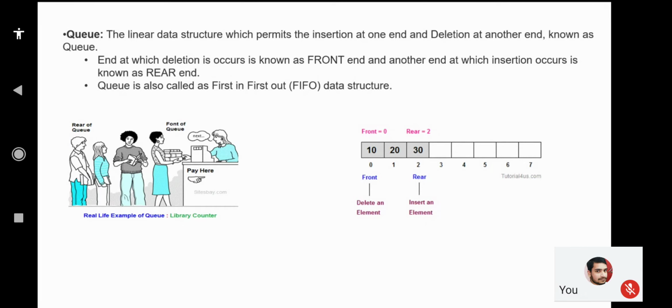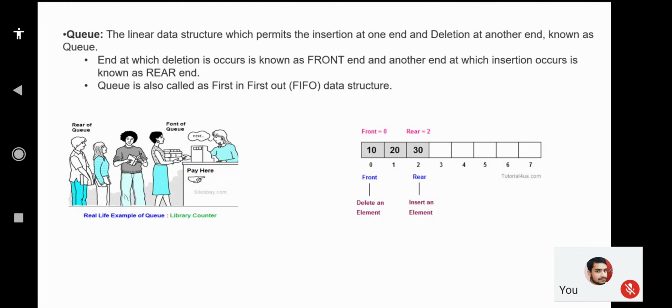The initial value of front is 0 and the initial value of rear is -1, like top in stack. So first 10 is inserted from here, at that time rear will be 0. Next 20 will be inserted, rear will be 1. 30 is inserted, rear will be 2. Now let's assume 40 is inserted, your rear will be what? 3. Now 50 will be inserted here, your rear value will be 4 and so on.